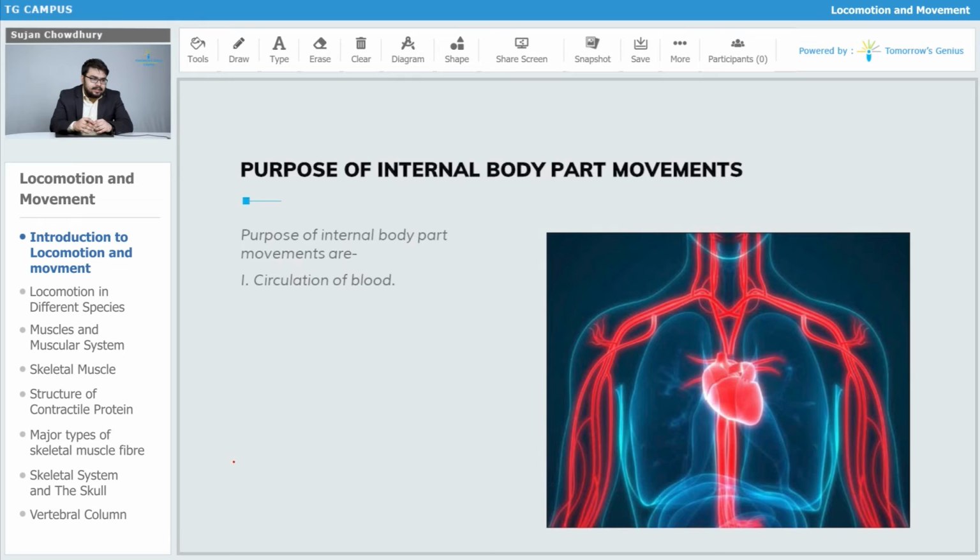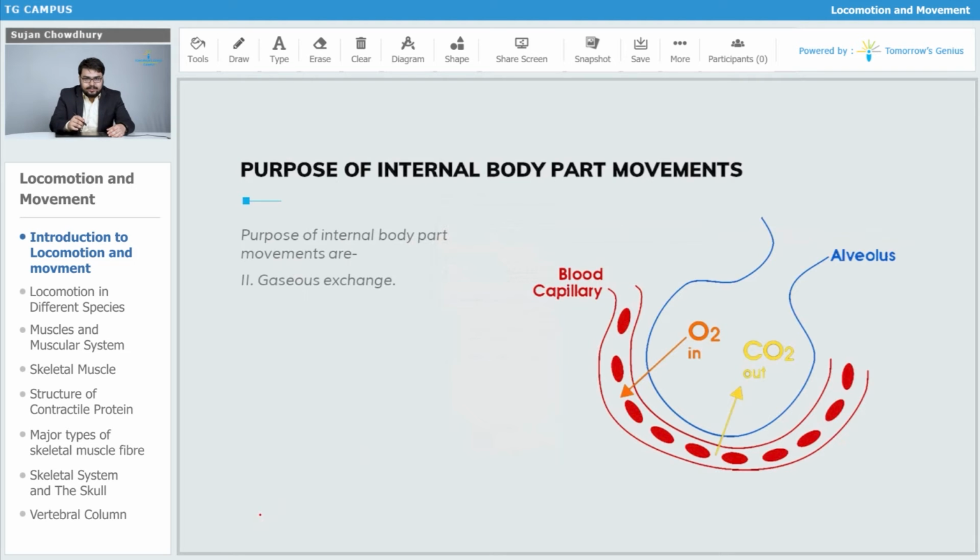So definitely the circulation of blood is a very important thing for us, because this circulation will ensure continuous supply of necessary substances to the metabolically active tissues so that they can continue to perform their respective functions.